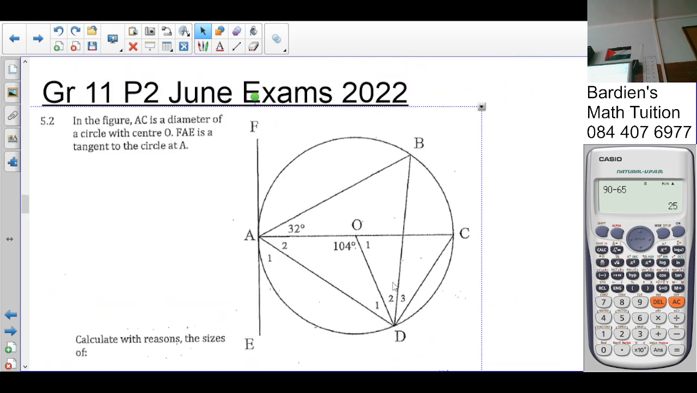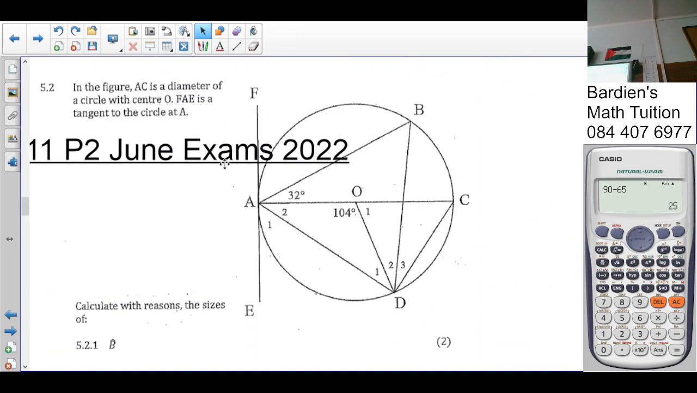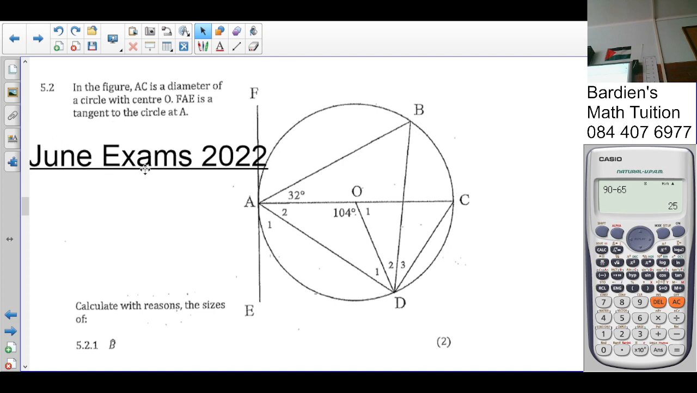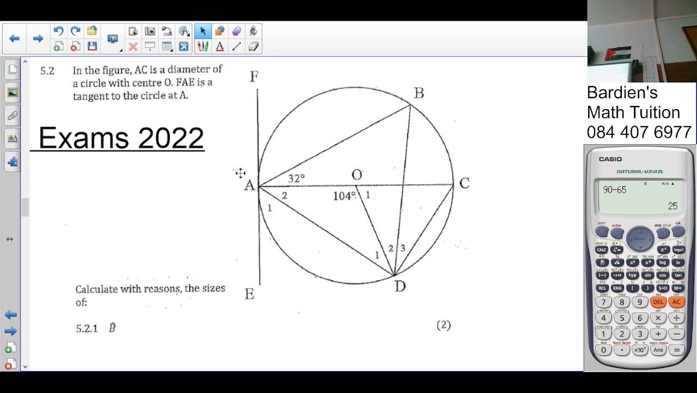Let's look at this question here. We are told that in the figure, AC is the diameter. So if AC is the diameter, then this whole angle here is 90 degrees. And also angle at center is twice angle at circumference. AC is the diameter of circle with center O. If AE is a tangent, then A1 of course is equal to angle B, which is also angle C. Also, a radius is perpendicular to tangent. All of those things should come to mind.